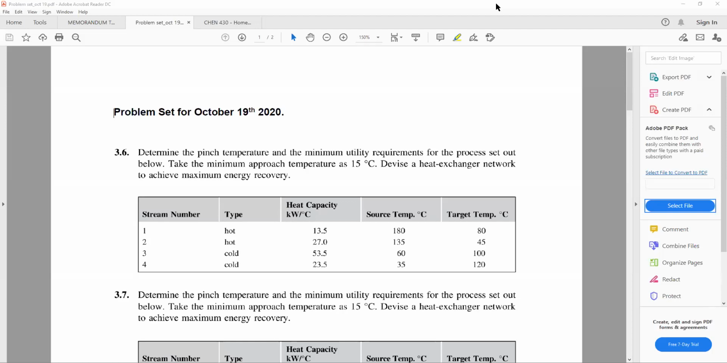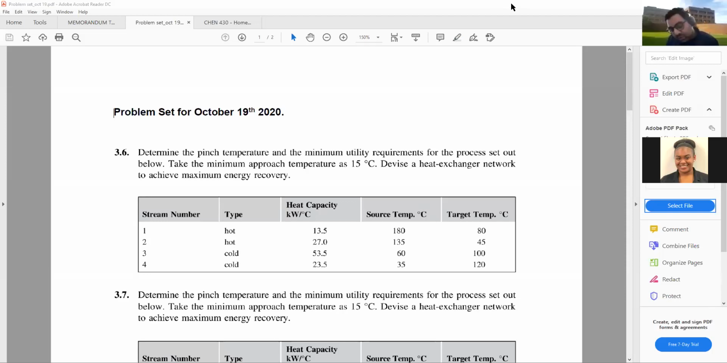Okay, so today I'll just be solving some problems on the heat and power integration, how to look at a bunch of process streams, how to extract your pinch point, your minimum energy requirements, and then from these, how to develop your heat exchange network, okay? And this is very important, just make sure you know how to do it because we have an exam.